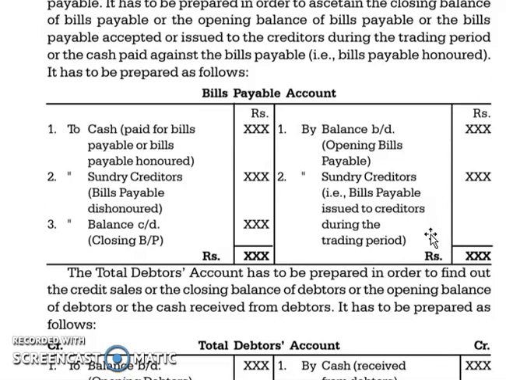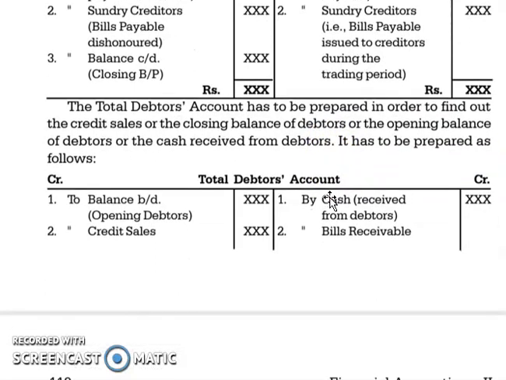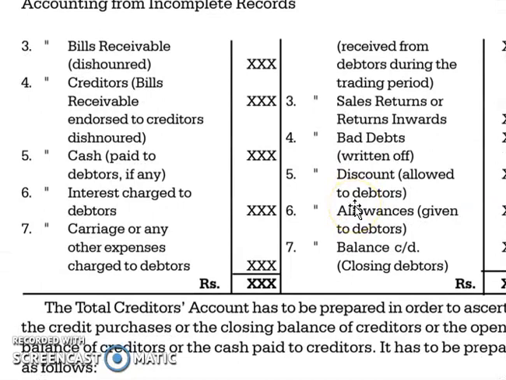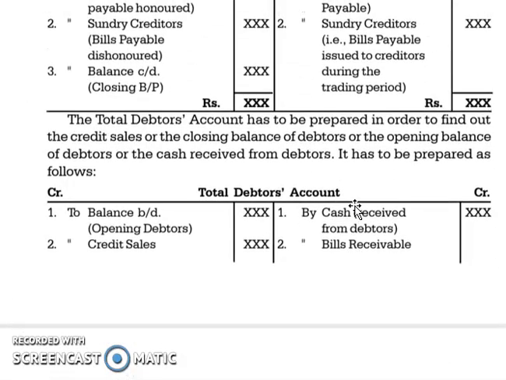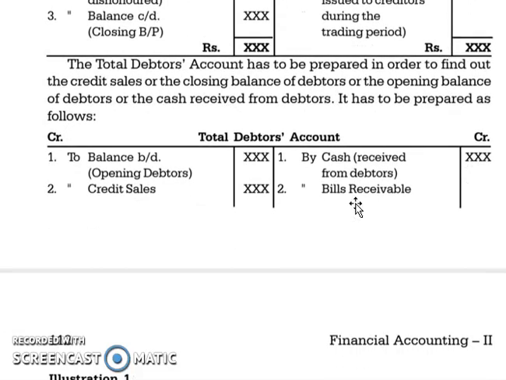It has to be prepared in order to find out the credit sales, or closing balance of debtors, or opening balance of debtors, or cash received from debtors. There will be any one balancing figure. I repeat, either there will be a balancing figure of opening debtors or closing debtors, cash received from debtors, or we can say credit sales. So, out of these four, any one may be the balancing figure.